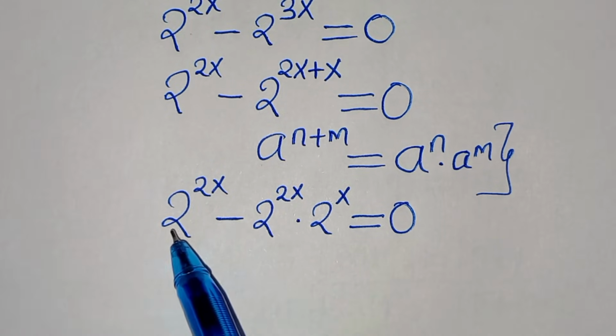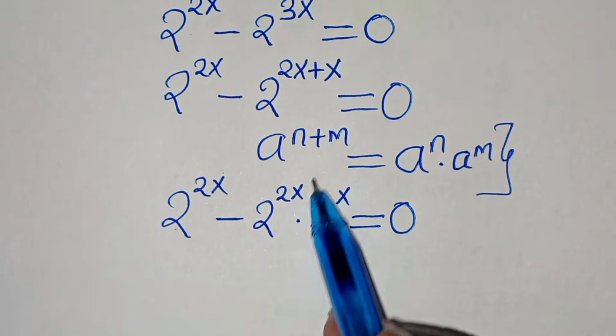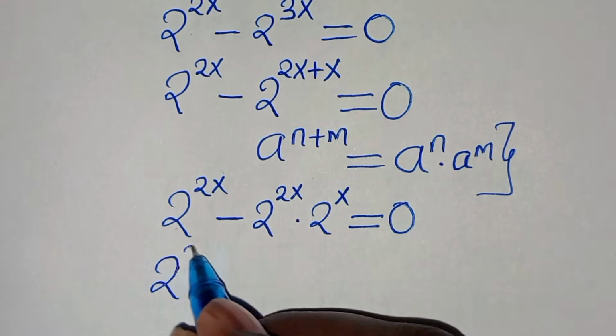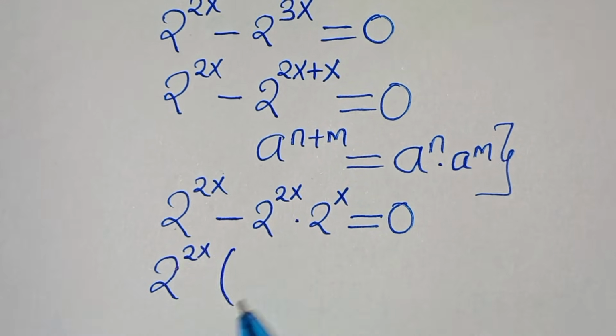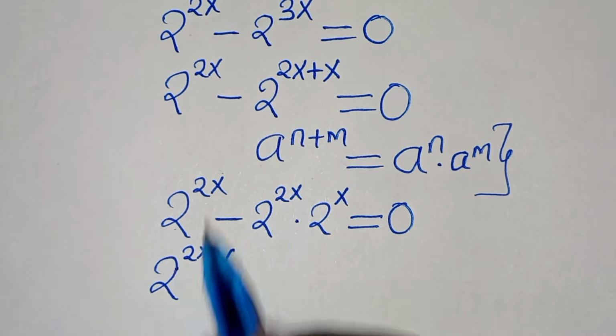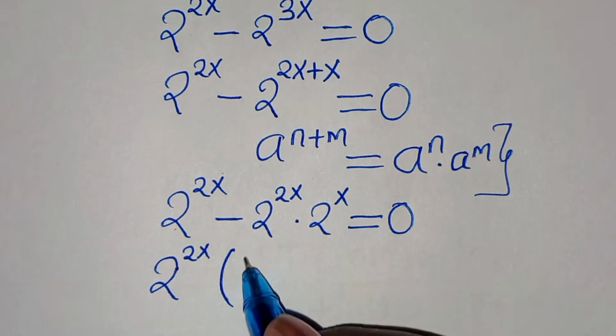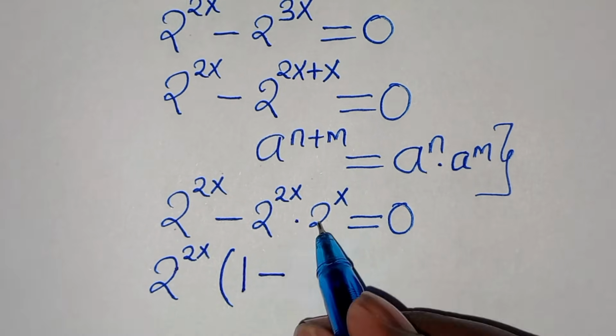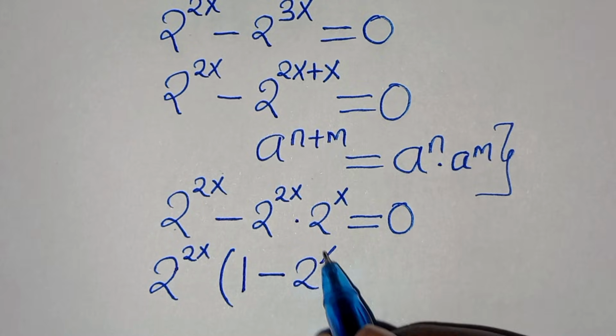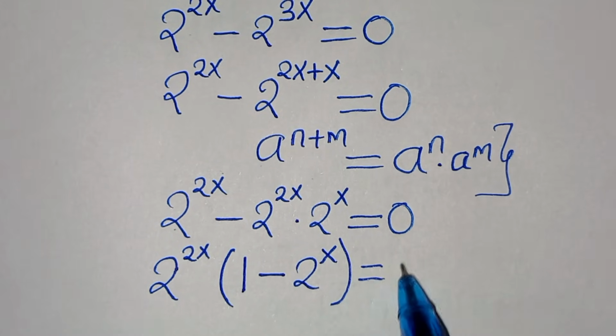So if you check here, 2 to the power of 2x is common, so we can factor out 2 to the power of 2x into the parentheses. 2 to the power of 2x divided by 2 to the power of 2x is 1, minus 2 to the power of x. This is equal to 0.